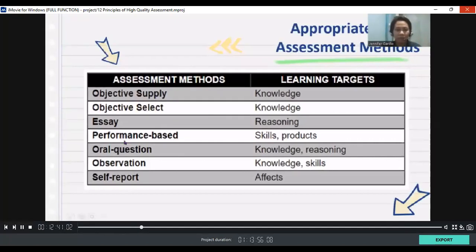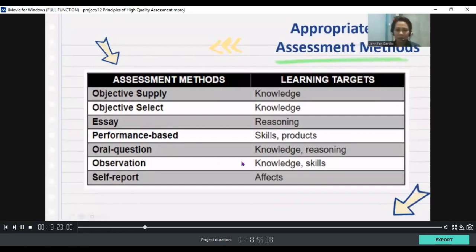So next is performance-based. Performance-based assessment is used to measure the skills of the students, like dancing skills, poetry, spoken poetry, problem-solving skills. Another thing, we also have product-based, or it is still under performance-based, like for example, producing a cake, baking a cake. So the cake is the product, and you will assess how delicious the cake is.